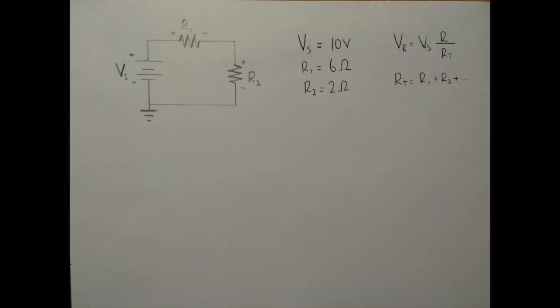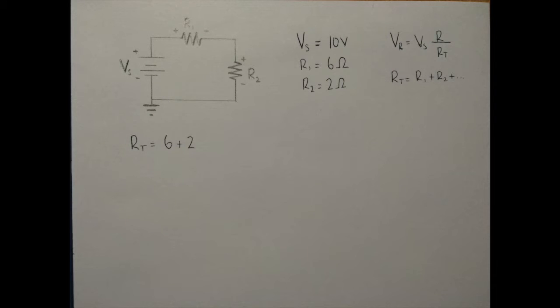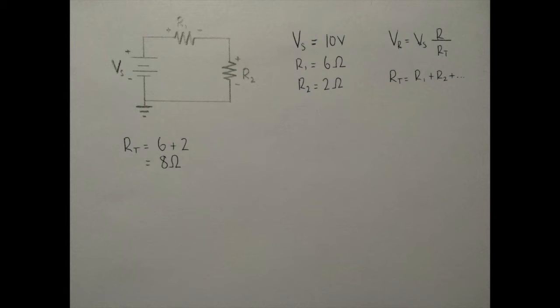Next we need to calculate the total resistance, and in a series circuit, it's simply the sum of all resistors. We can see that we have resistors of 6 ohms and 2 ohms. So the total resistance is 8 ohms.